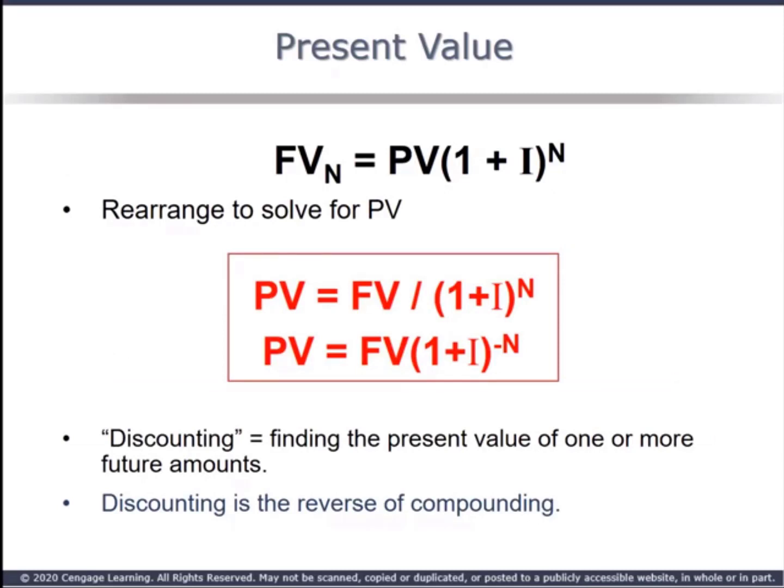To find the present value equation, start with the future value formula and just solve for PV. This is the basic discounting formula, the opposite of compounding. With compounding, future value is greater than present value. With discounting, present value is less than future value. You divide the future value by 1 plus the interest rate raised to the power of the number of periods.